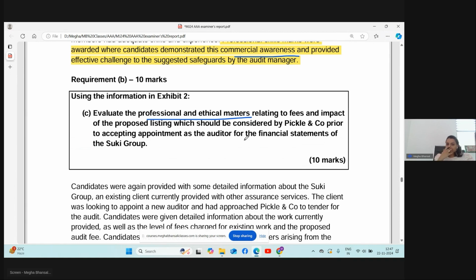So, in this, other than the fee, what has happened is I'm providing non-audit services, and this client has come to me to provide audit service, but currently it's an unlisted entity. So, I am okay to do it. However, they are planning to get themselves listed. If they get listed, I cannot provide both the services. So, how should I evaluate it? Should I even take up the assignment or not? That is something you had to answer here.